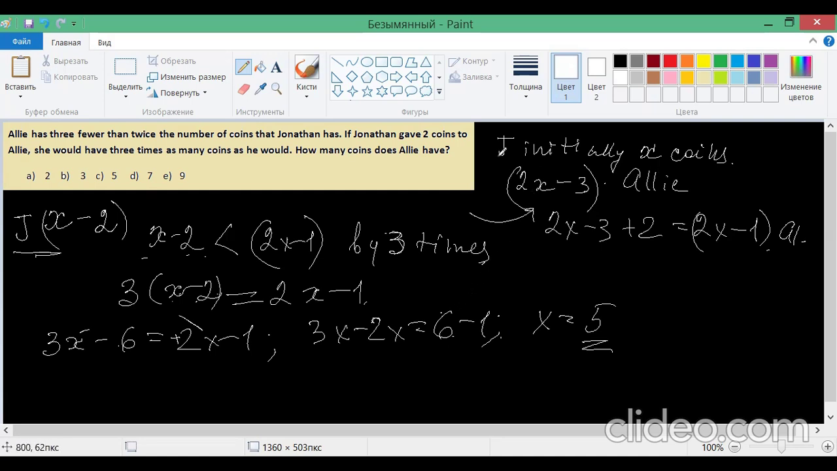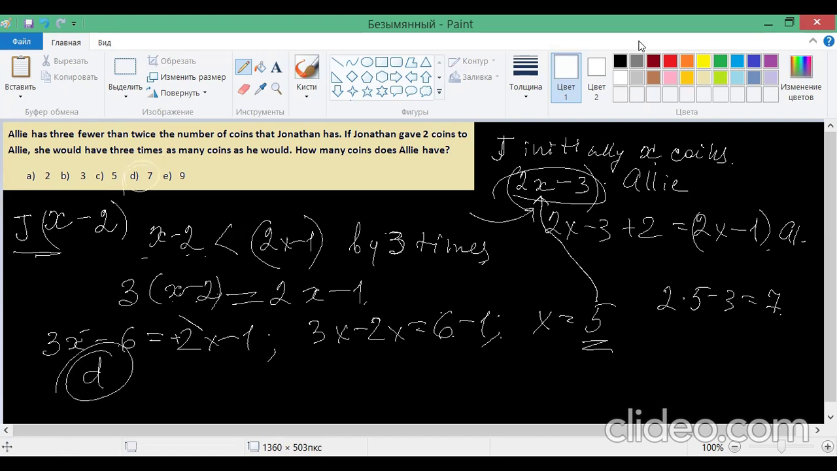And what is x for us? X is the number of coins Jonathan has initially. But the question is, how many coins does Ellie have? So we plug 5 into this expression, and we will get 2 times 5 minus 3, which is equal to 7. So the right answer is D in this case. I hope that this logic is clear to you.